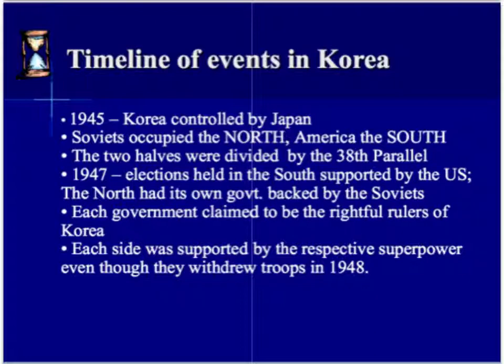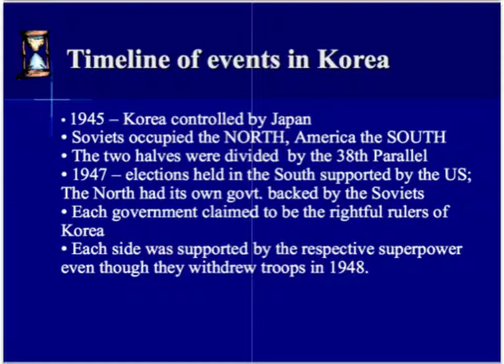Timeline of events in Korea. In 1945, Korea was controlled by the Japanese. By the end of the war, though, the Soviets occupied the North and the Americans the South. The two halves were divided arbitrarily along the 38th parallel of latitude. In 1947, elections were held in the South, supported by the United States. By this time, the North had its own government, backed by the Soviets.